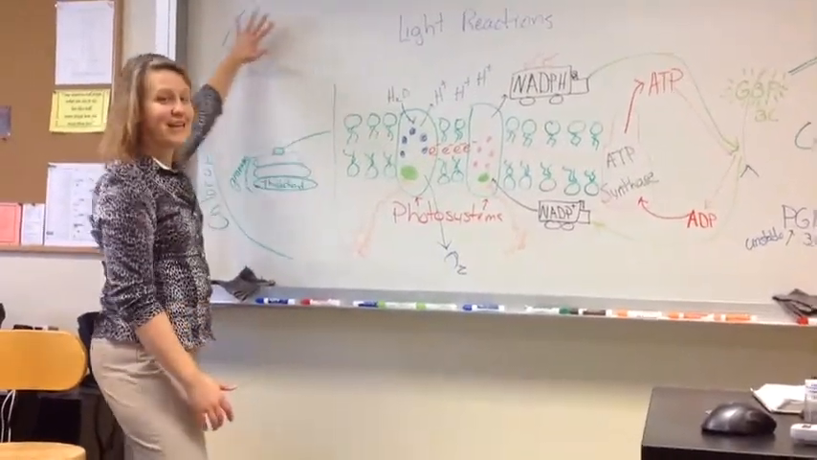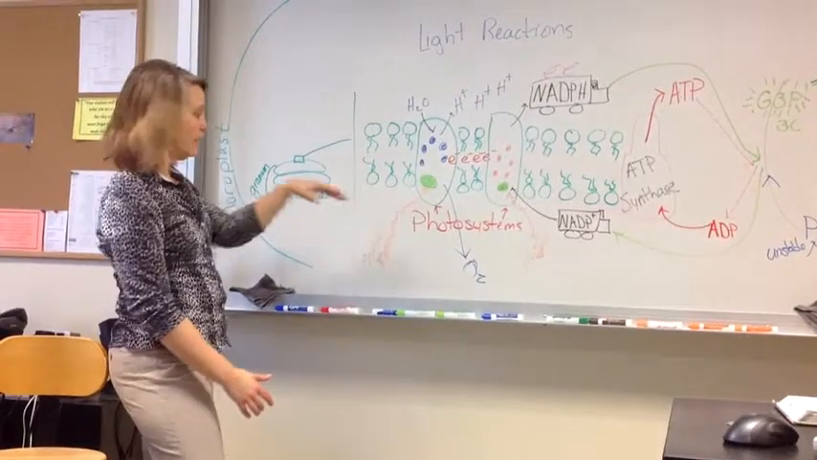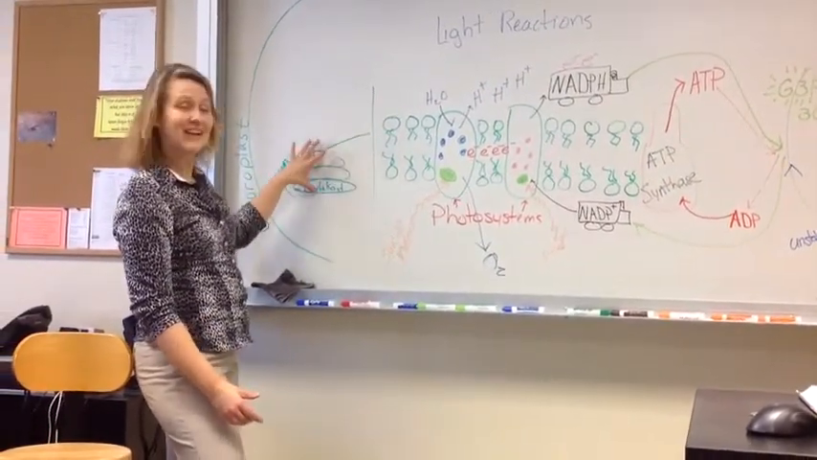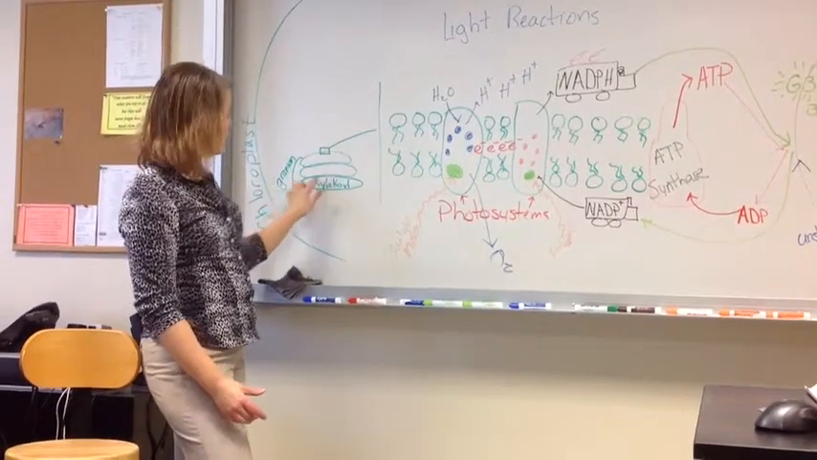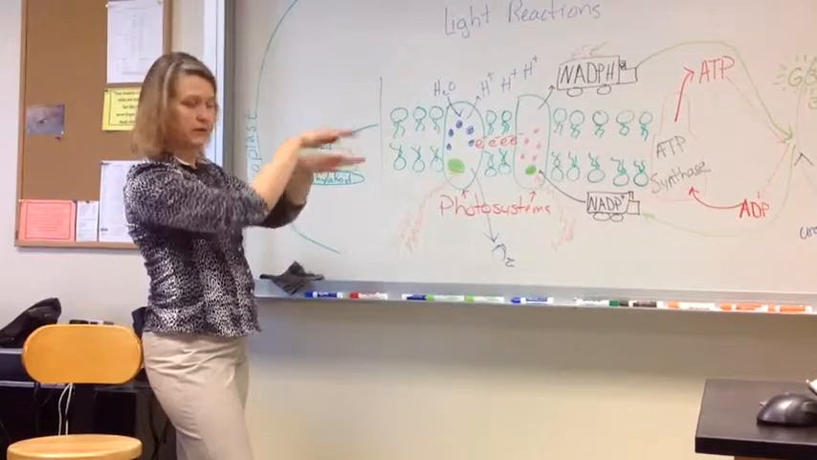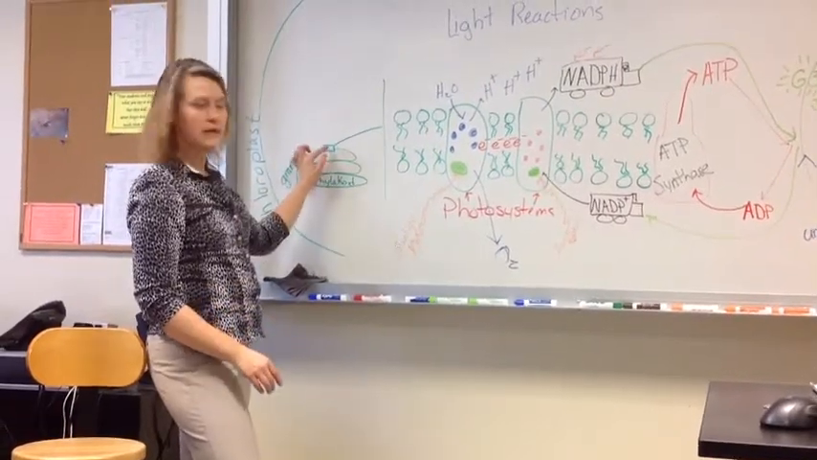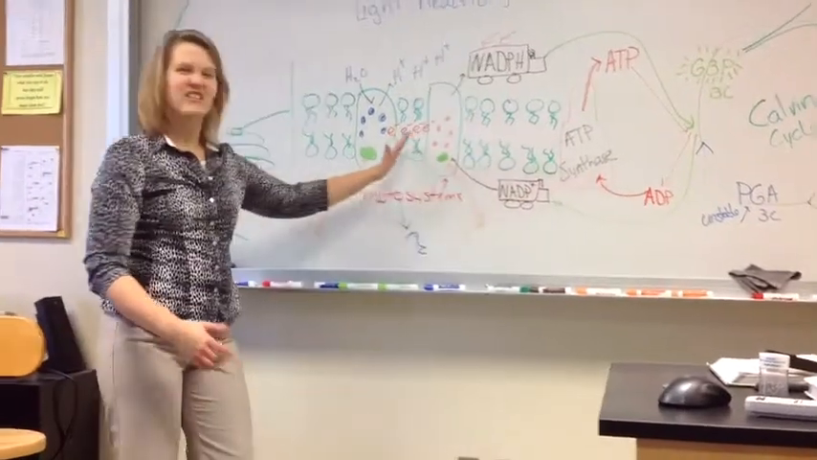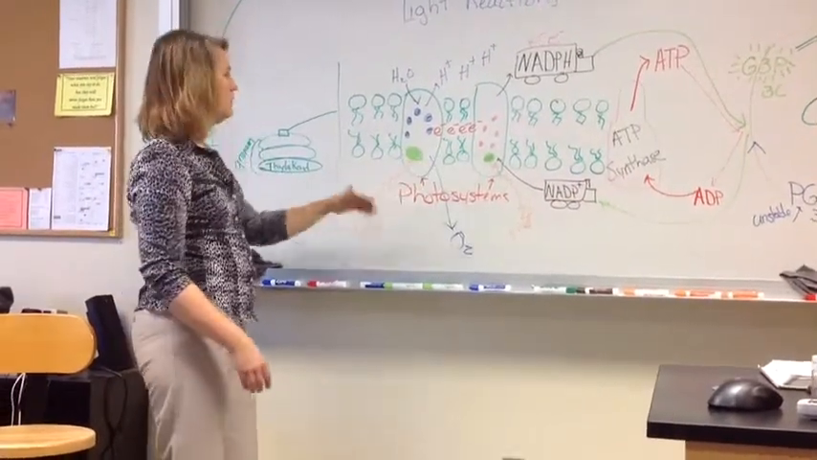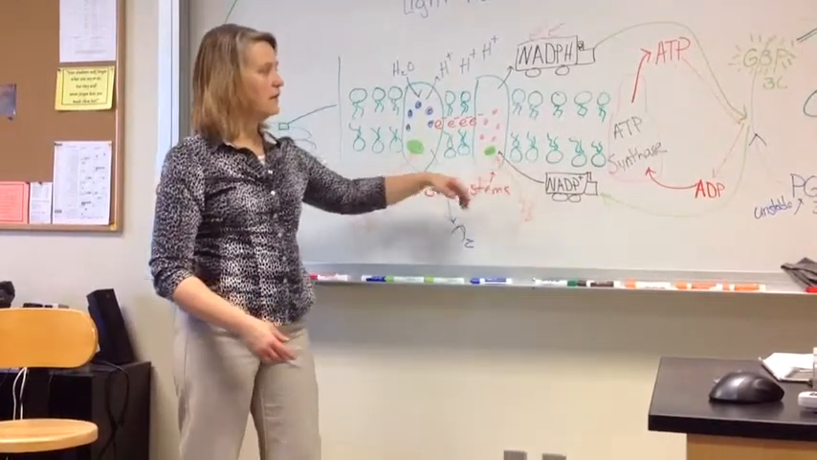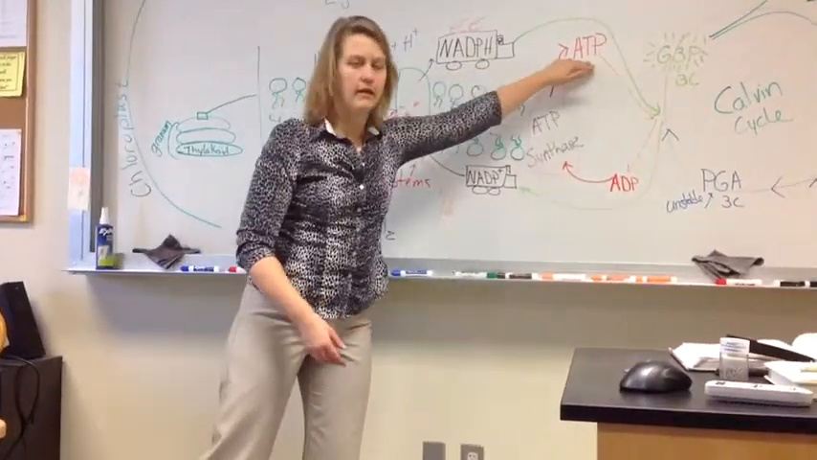Here we are in a chloroplast, and inside the chloroplast we have these stacks. Each stack is called a granum. The granum is made out of individual thylakoids stacked one on top of another. In the membrane of each thylakoid, plants have a system set up to convert sunlight energy into usable chemical energy.